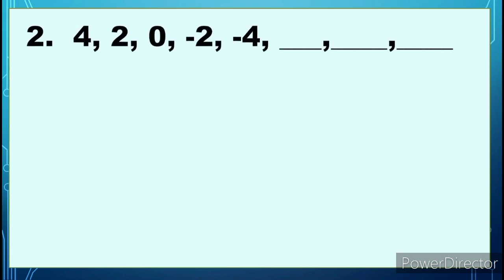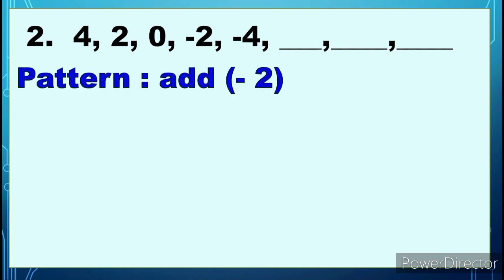Okay, next, let's have number 2. We have 4, 2, 0, negative 2, negative 4. So, ano ang pattern? Okay. So, kung mapapansin ninyo, from positive to negative numbers. So, ibig sabihin, nagbabawas tayo ng numbers or nagsusubtract. So, sa sequence nito, kung mapapansin ninyo, nagma-minus tayo ng 2. Pero hindi natin gagamitin yung word na minus or subtract. Instead, gagamitin natin yung add. So, we add negative 2.